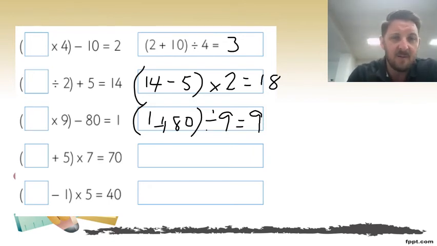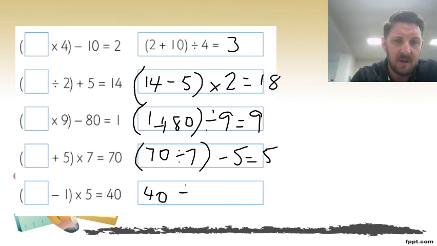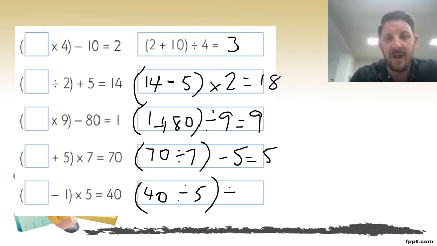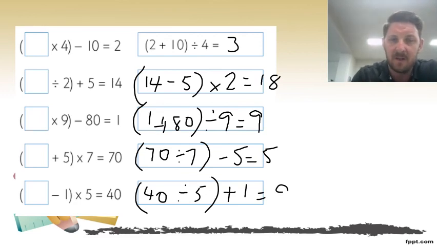The next one, we start off with our answer. We look at what's outside the brackets. It's times 7. We're going to inverse that. We're going to put it in brackets because it needs to be done first, and then we're going to take away the 5 that we have left over. So 70 divided by 7 is 10, take away 5 is 5. And the last one, start with our answer. Inverse would make it divided by 5. Put it in brackets because we need to do it first, and then we add 1 to finish. So 80 divided by 5 is 8, plus 1 is 9.